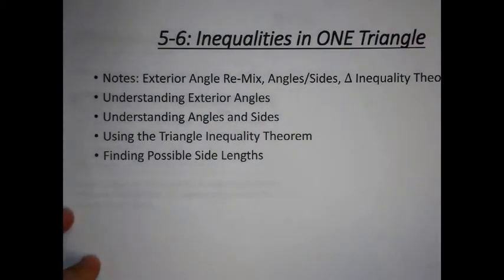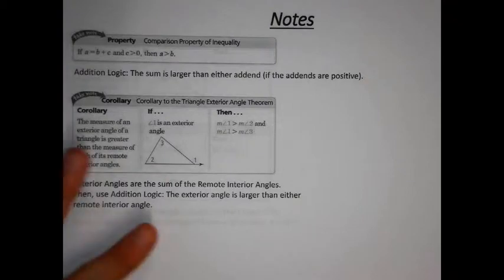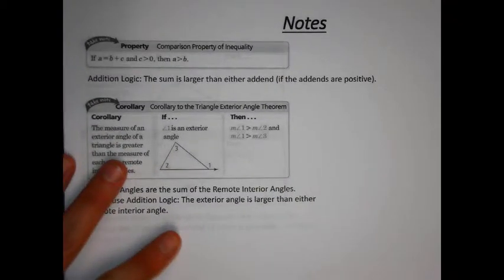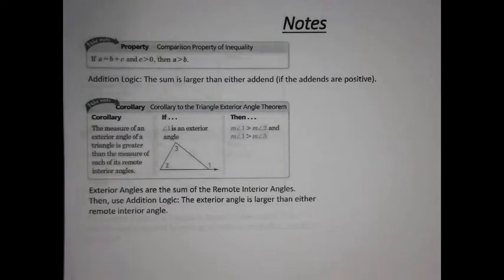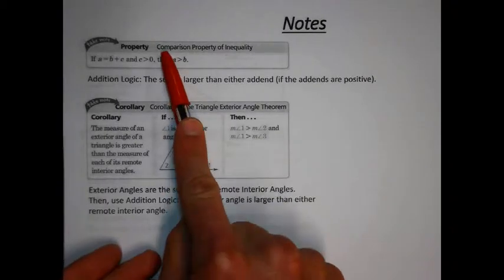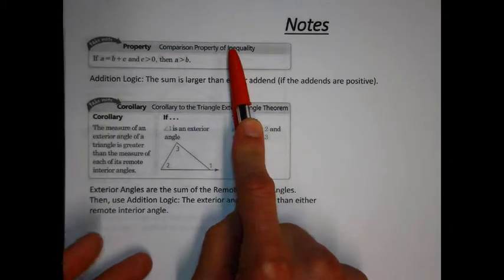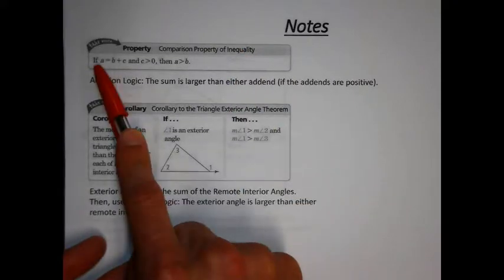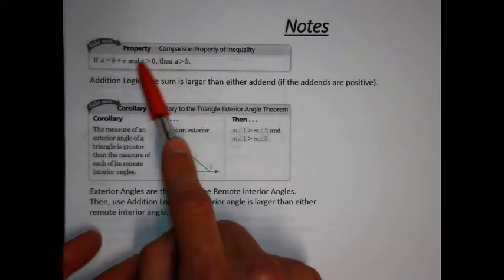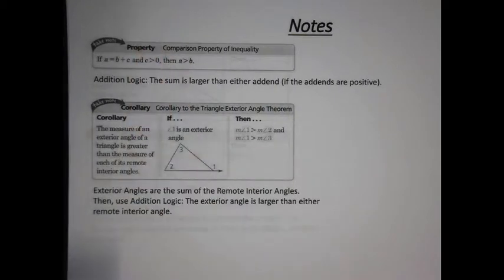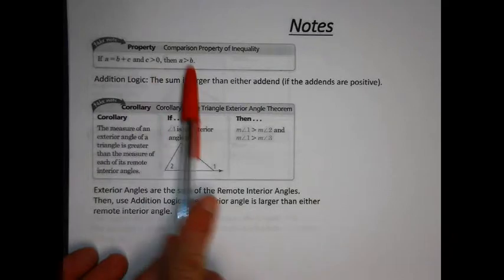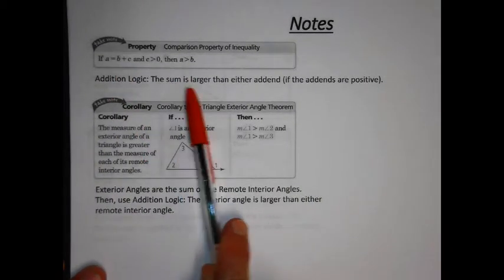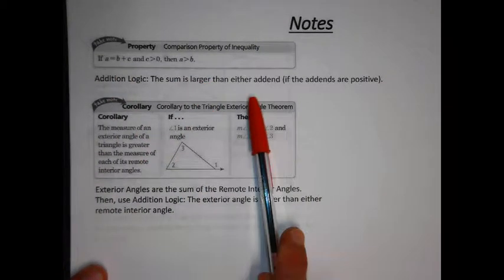All right. So the first note is really about logic. Most of the content in geometry regards thinking and logic. And the first note about the comparison property of inequality is a logical operation. So check this out. If A equals B plus C and C is greater than 0, then A must be greater than B. Wait, what does that even mean? It's addition logic. So let's discuss this. Addition logic. The sum is larger than either addend.